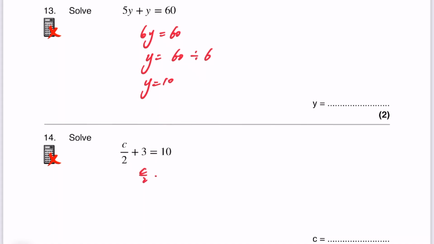And for the next question, in this case we need to do rearrangement. c over 2 equals 10 minus 3. c over 2 equals 7. c equals 7 times 2. c equals 14 at the end.